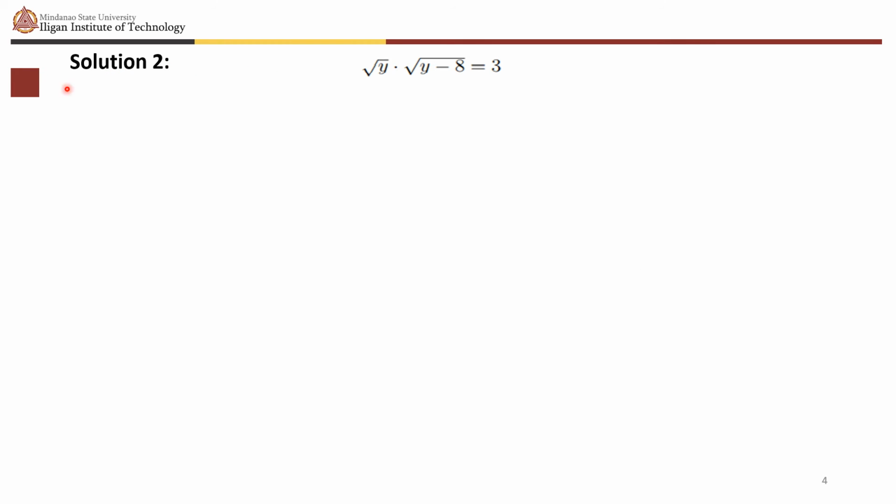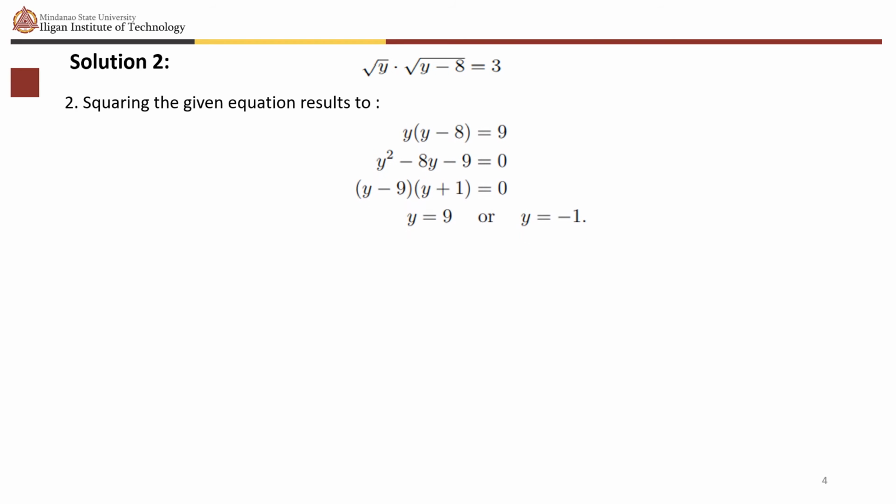Next, we try to solve the second exercise, that is square root of y times square root of y minus 8 is equal to 3. And to do that, we have to square both sides of the equation. Squaring both sides, we will now have the following: square root of y, when you square, you come up with y. Square root of y minus 8 becomes y minus 8. Square of 3 is 9.